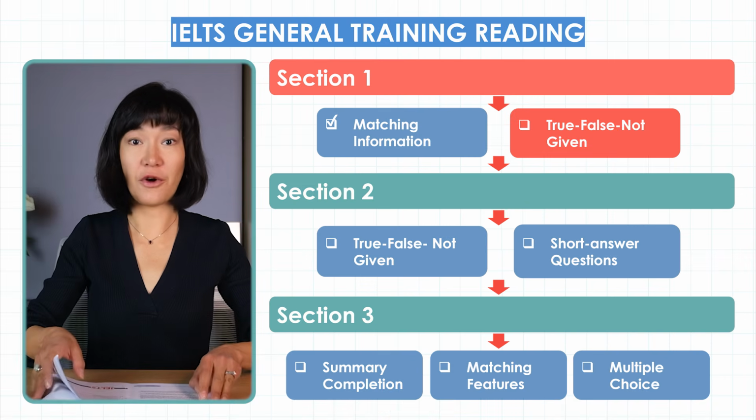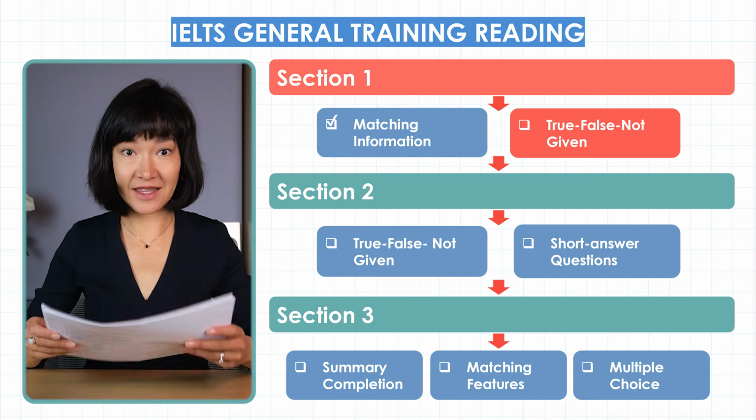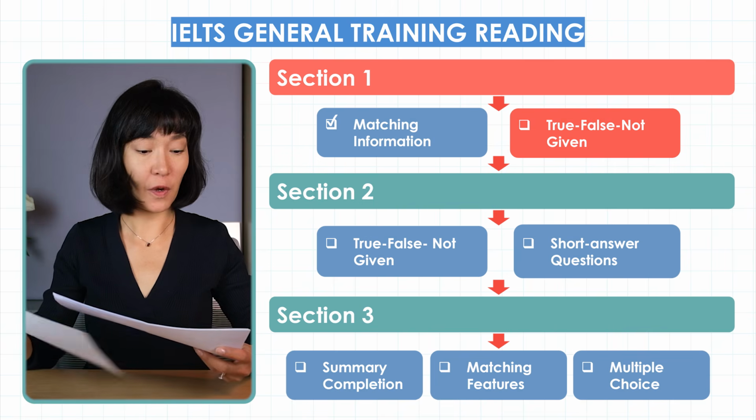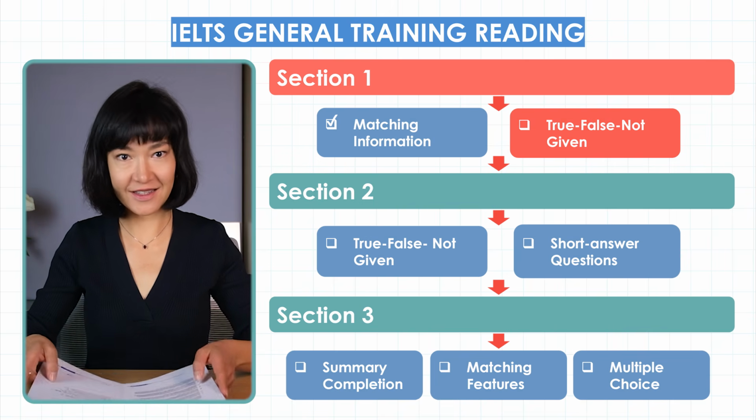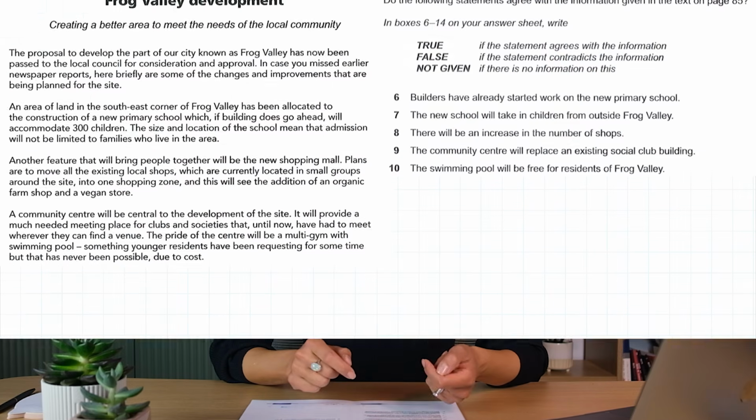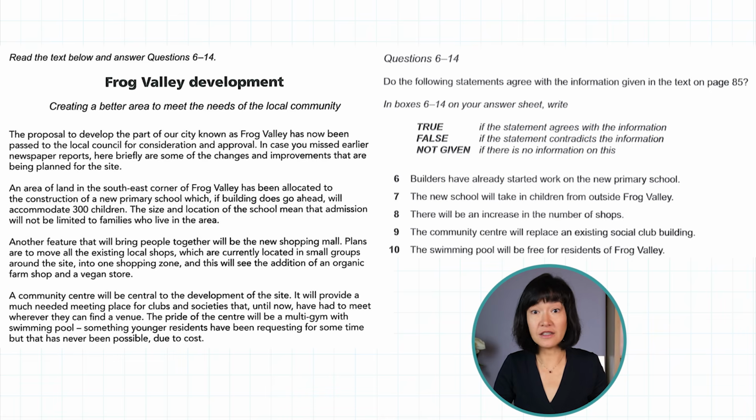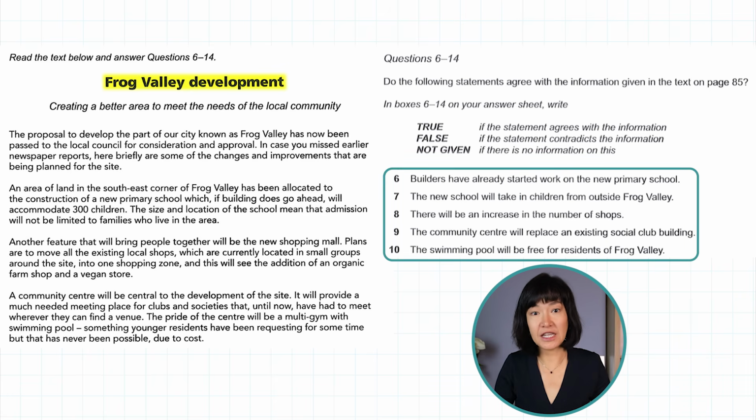This is true, false, not given. And you see this twice in the text. So once here in section 1 and then again in section 2. The section 2 set is harder and we'll come back to it later. So let's look at the first task and the set of questions. So here we have a short text about a place called Frog Valley and a development plan for it. And below the text, you see a number of statements and the task asks, do the following statements agree with the information given in the text?